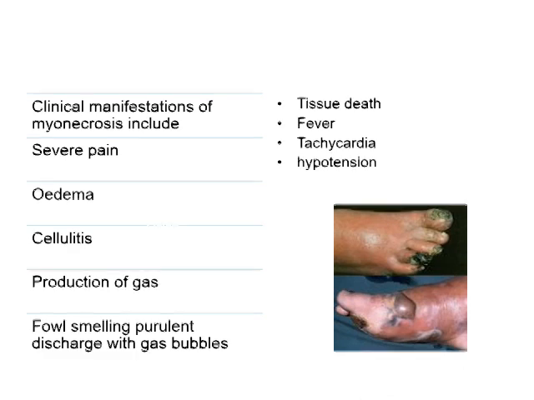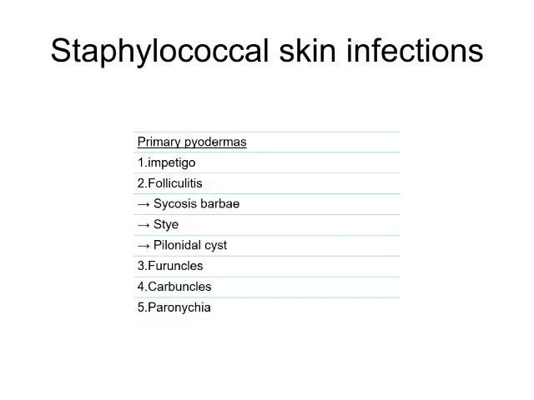Now let us take a look at staphylococcal skin infections. Staphylococci, like streptococci, do cause primary pyodermas. And the primary pyodermas caused by staphylococci include impetigo, folliculitis, furuncles, carbuncles, and paronychia. We will touch on these individual pyodermas in the upcoming sections.